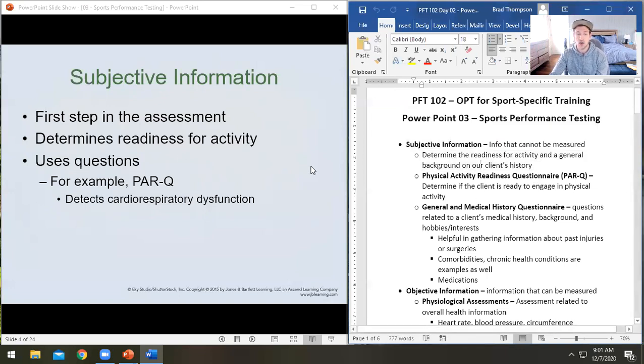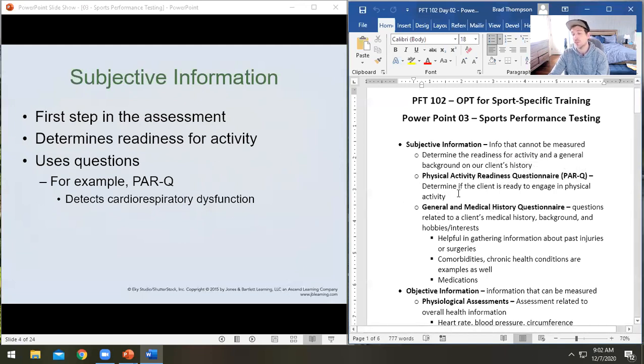For instance, our PAR-Q, our physical activity readiness questionnaire, that's subjective. And that's going to determine their readiness for being able to engage in a fitness program, right? So we want to be able to use the PAR-Q to determine if our client is ready to engage in physical activity or not.